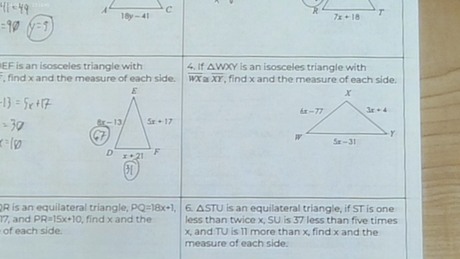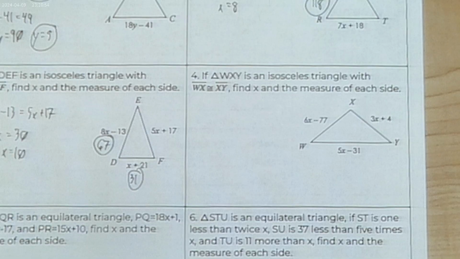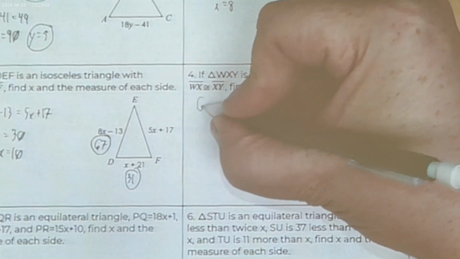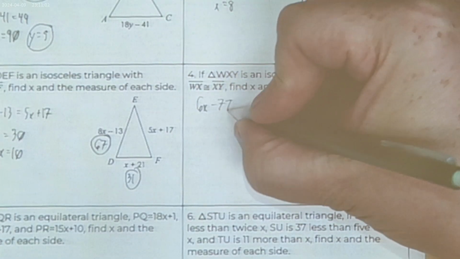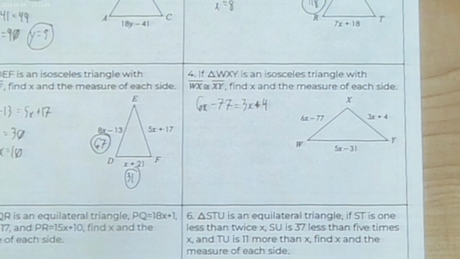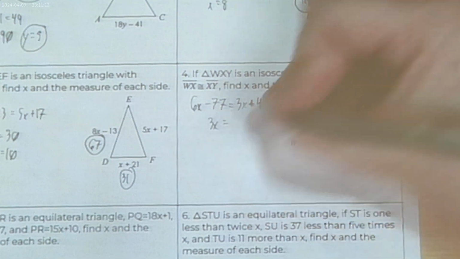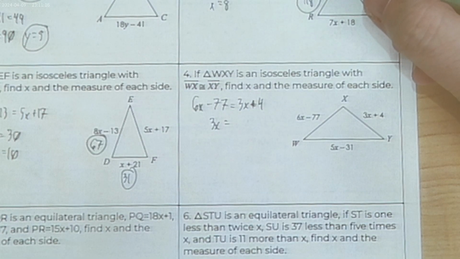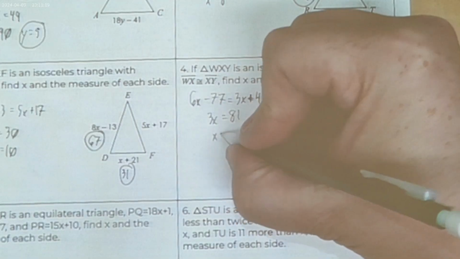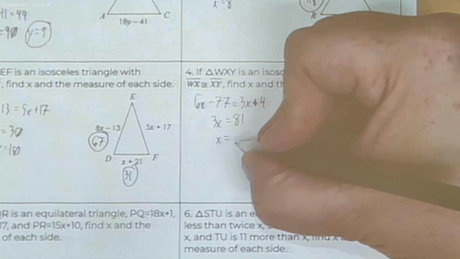If WXY is an isosceles triangle, find the measure of each side. Boy, they like this type of problem, don't they? Again, if it's isosceles and we know what the two sides are that are equal to each other, we just set them equal to each other. 6x minus 77 equals 3x plus 4. We solve for x normally. 3x equals 4 plus 77, 81. X equals, I want to say 17. Oh, 27. X equals 27.